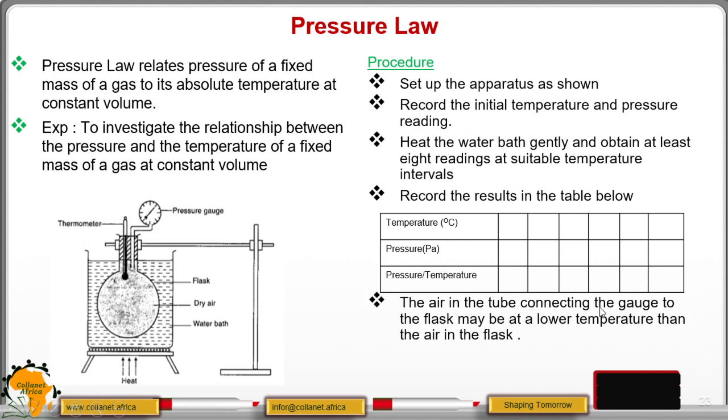Now, the air in the tube connecting the gauge to the flask may be at a lower temperature than the air in the flask. Remember, we have the air that is connecting in here. So it might be at a lower temperature than the temperature that is here. Therefore, the tube must be as short as possible. This tube that is connecting the gauge to the flask should be as short as possible to ensure that there is no big difference between the temperatures.